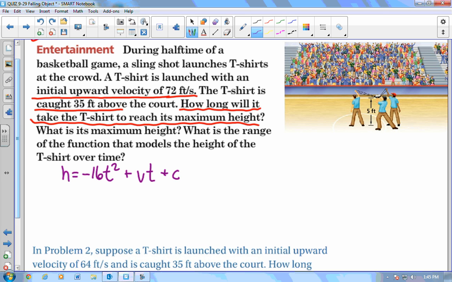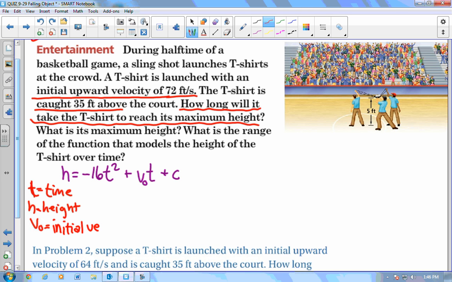Okay, and sometimes this V we call V naught. Actually, I prefer it with V naught. Your book doesn't have V naught. Whenever you see a naught, that means initial. And it tells you in the paragraph what each of these letters represent. Well, T is obviously time. What is H? Height over time, right? At any given time. What is V naught? Initial velocity.